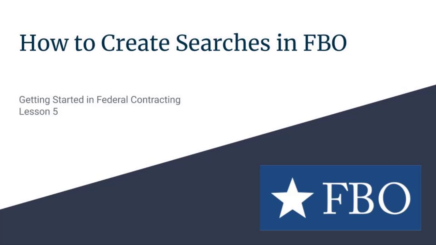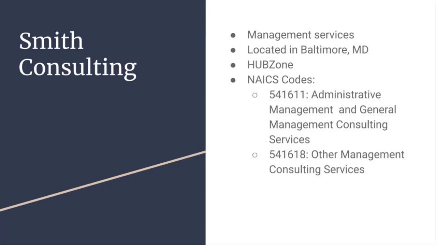As an example for this demonstration, we are going to use a fictitious company called Smith Consulting, who provides management services. They are located in Baltimore, Maryland, are a HubZone certified business, and they use two primary NAICS codes, 541611 and 541618. You may know what your primary NAICS code is, but often there are similar codes you can use to increase your business.